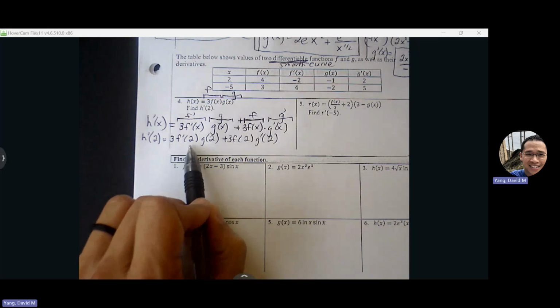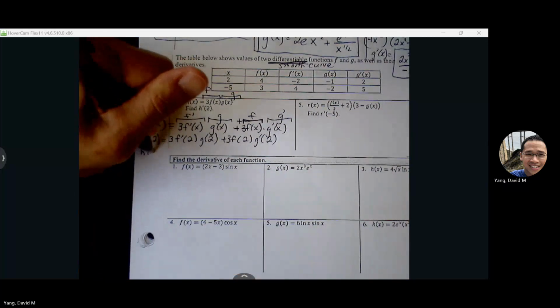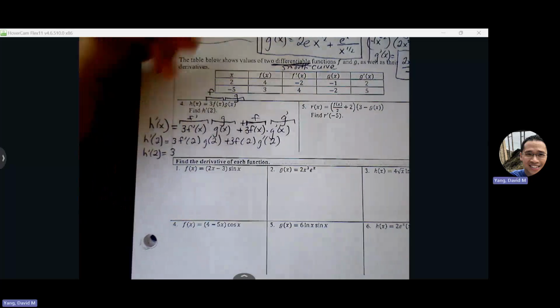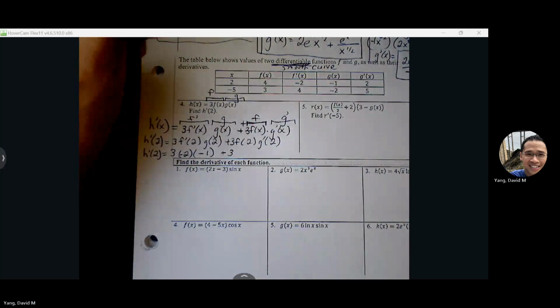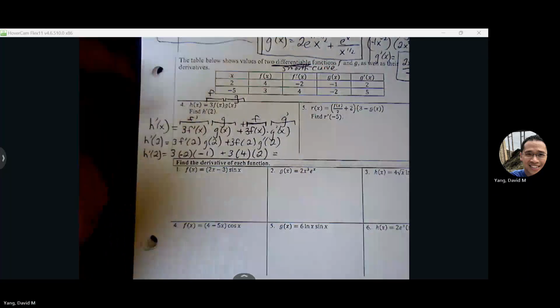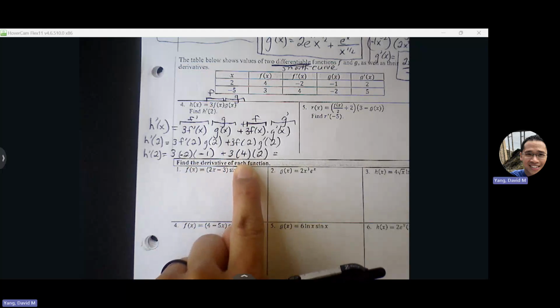Okay, questions so far? So now we can replace every one of these values with what we have in our table. So f prime of 2 is -2. G of 2 is -1. F of 2 is 4. And g prime of 2 is 2. Okay, so 2 negatives, I get positive. So I get 6 plus 24, which is 30.